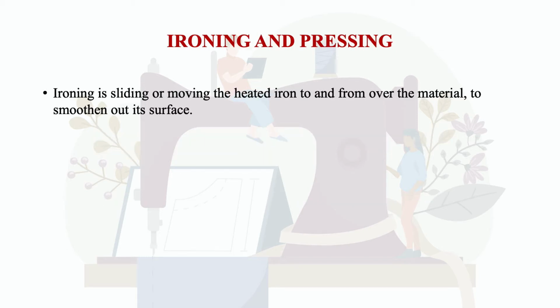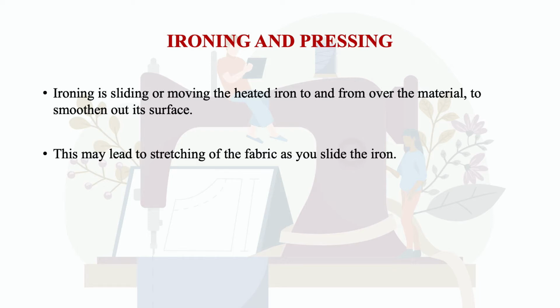So ironing is just sliding or moving a heated iron over the material. Like when it is wrinkled, we just move a heated iron and the wrinkles or creases are removed from the garment, and its surface is smoothed out. This may lead to stretching of the fabric as you slide the iron. Like when we do the ironing process, to some amount the fabric we are ironing stretches, and this is how we do the ironing process.